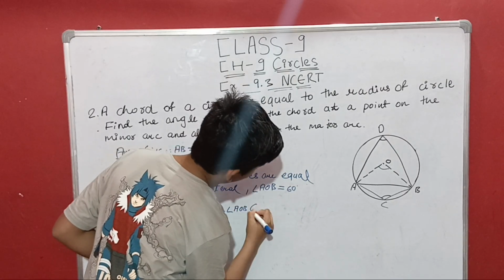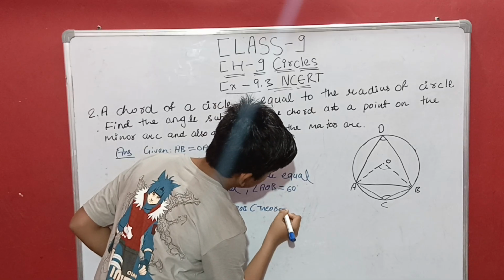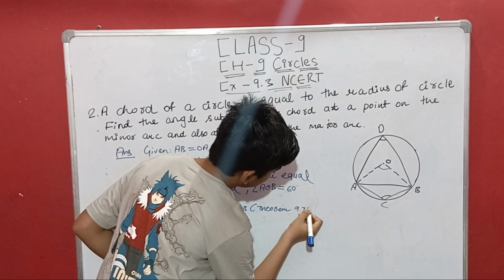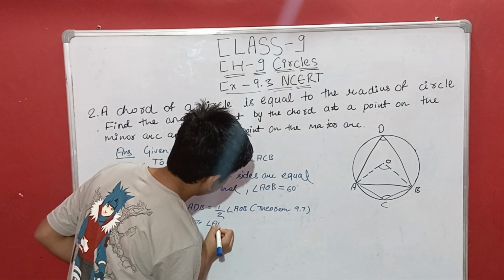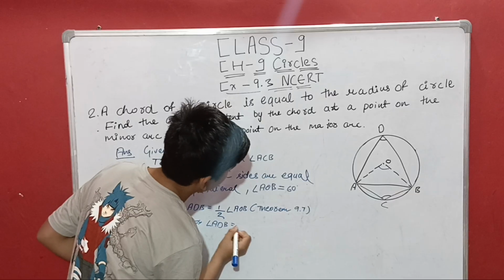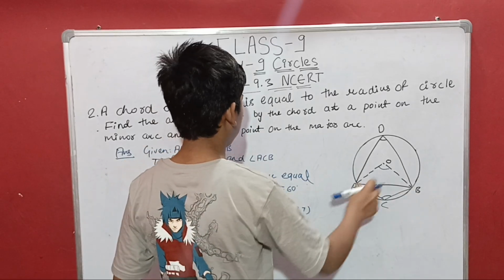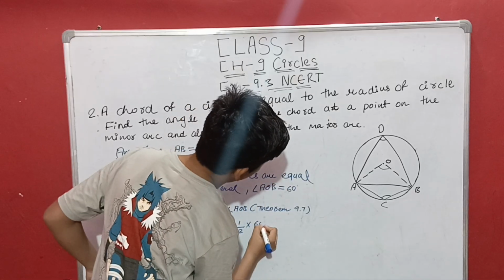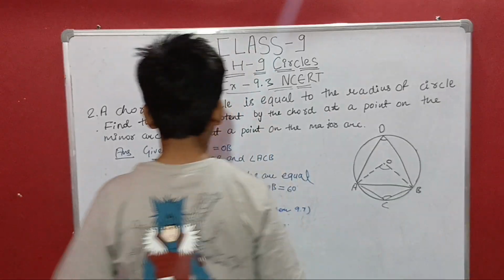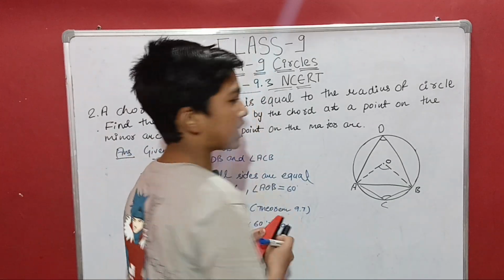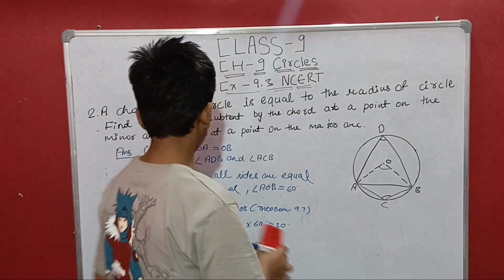Why? Because of theorem 9.7. Angle ADB will be equal to half times AOB. AOB is 60 degrees, so it will be half times 60 degrees, which is equal to 30 degrees. So we know that angle ADB is equal to 30 degrees. Now we shall find the angle ACB.